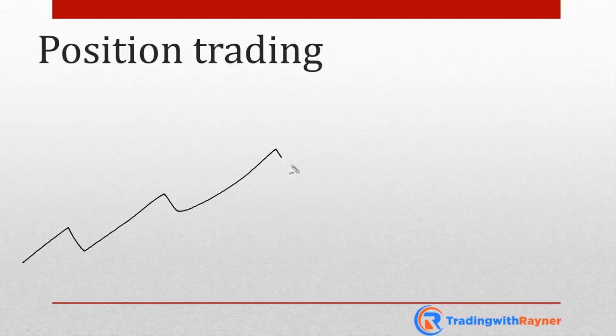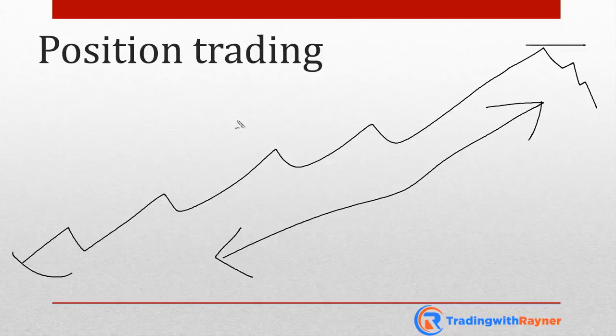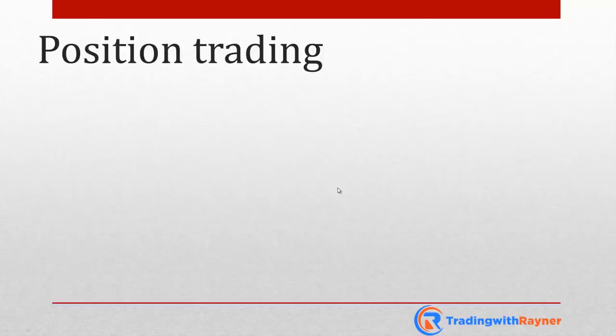Let's say, for example, the market is in an uptrend, and then it comes down a bit. As a position trader, what you are interested in is capturing the meat of the trend. You can't possibly get in near the lows or the highs, but you're just focused on capturing the meat of the trend, the bulk of it. That is what a position trader tries to do.